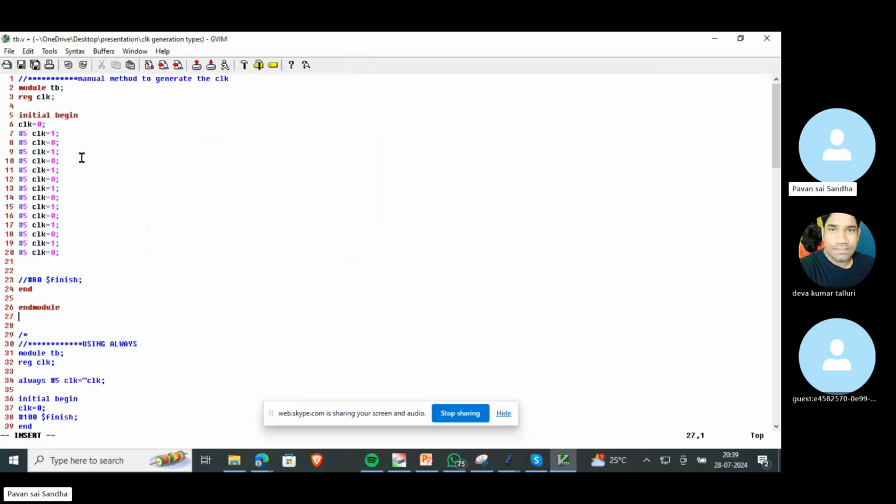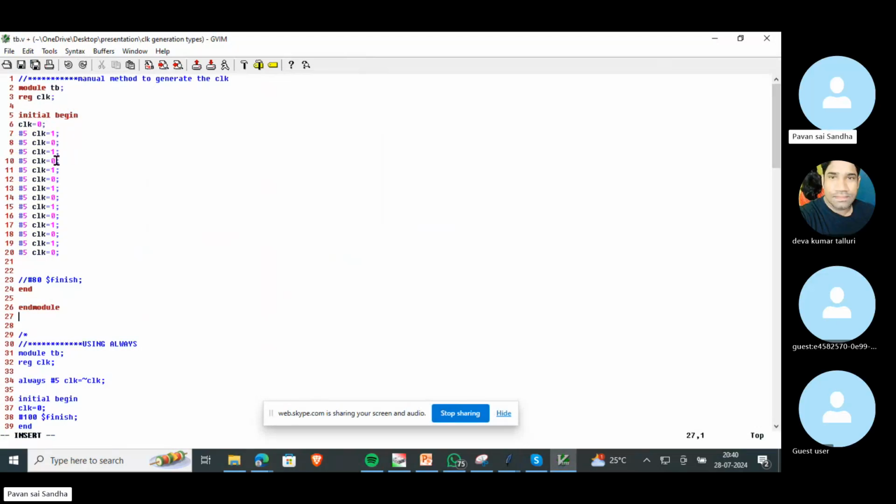where this is the module name, module TB, the testbench name, and we are declaring clock as a reg. In the initial block, we declare for which time slot it should be high and which time slot it should be low. Initially we declare the clock with 0. Next, every 5 seconds we keep changing the clock, 1 and 0, 1 and 0. If we want, we can keep 1 for continuous times also.